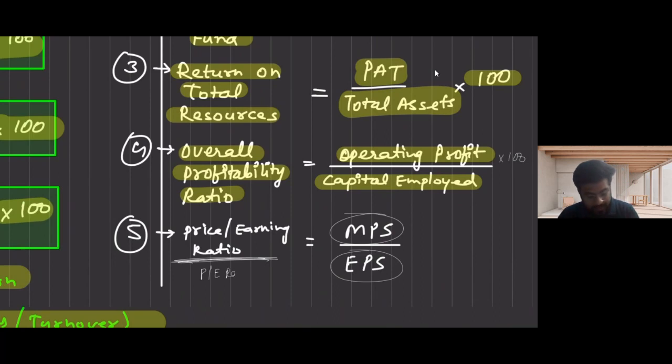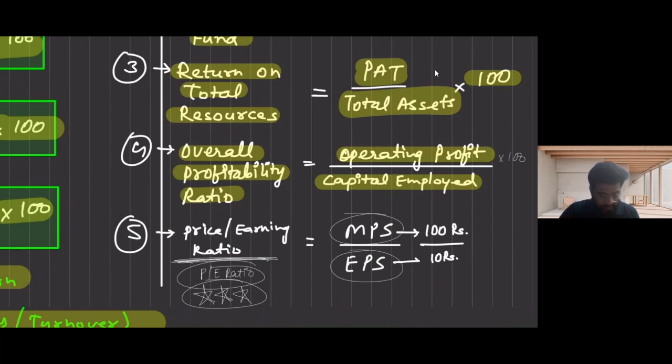Okay, let's take an example and understand why this is important. Let's say a company has a market price of 100 rupees per share, and the company is earning 10 rupees per share. That is the earning per share. This is the market price, this is the earning. So I would say the PE ratio is 10 times. This is for X Limited.